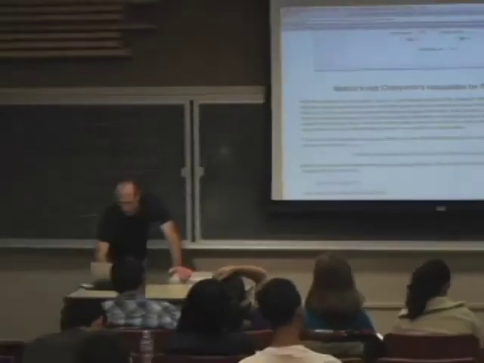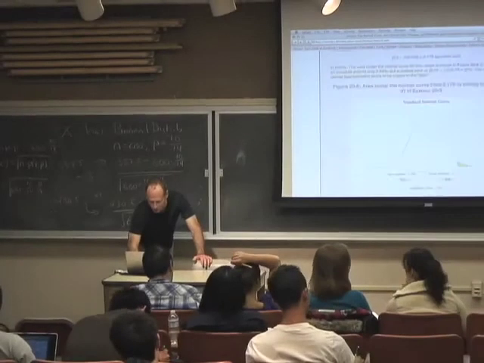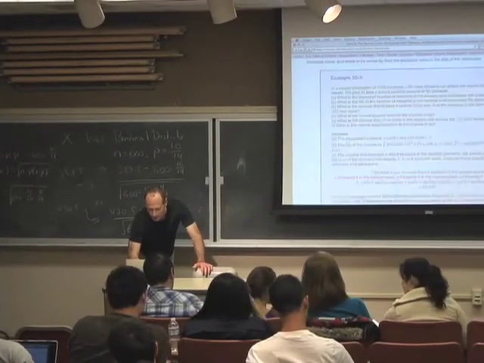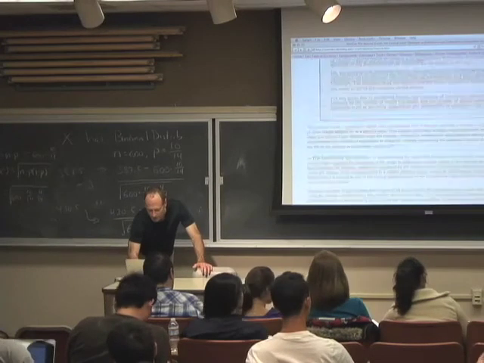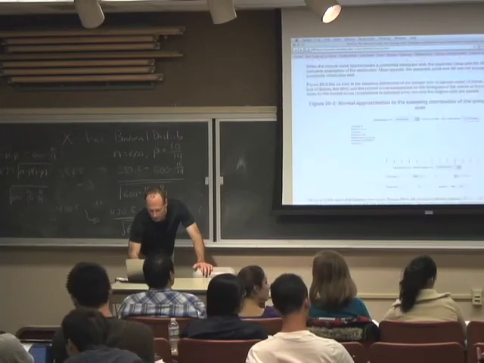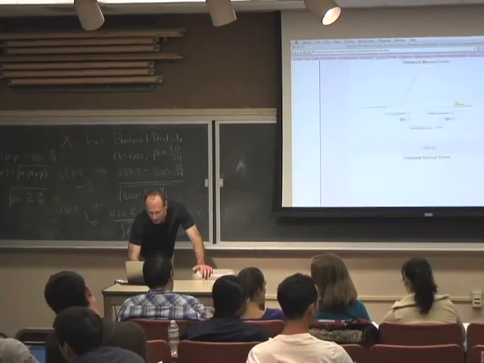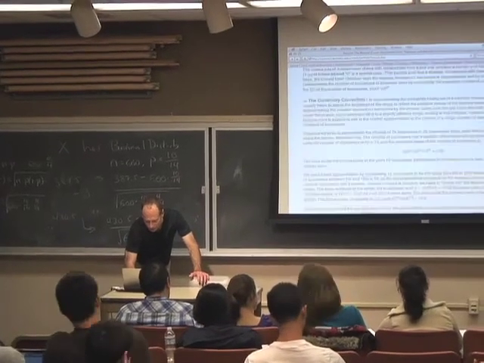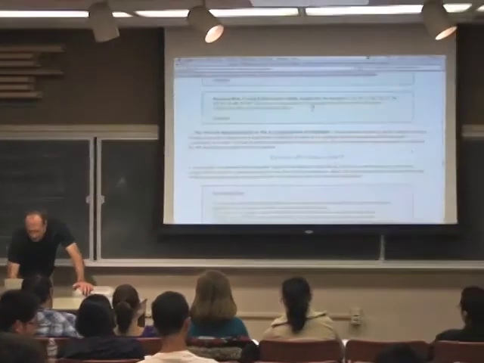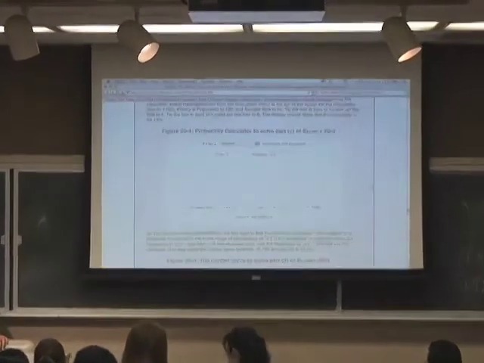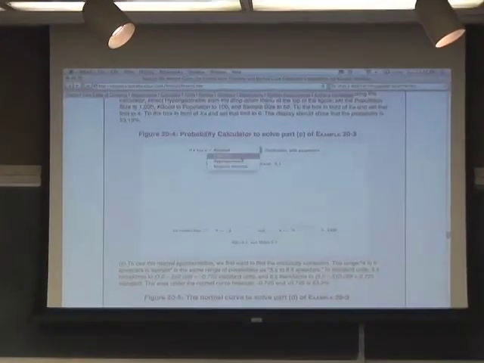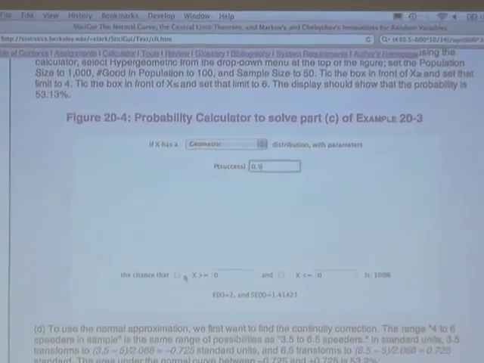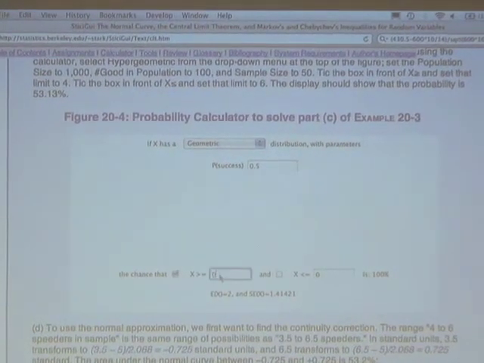use this little applet here to find the actual probability. Oops, where did it just go? I've lost the applet I was looking for. There it is. Okay, so let's suppose that we have a geometric distribution where the probability of success is 1/2, and we want to know what's the chance that X is greater than or equal to 10.